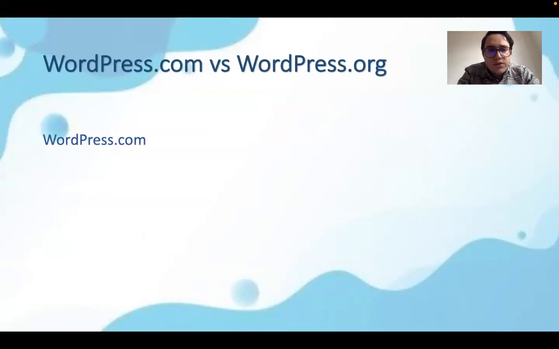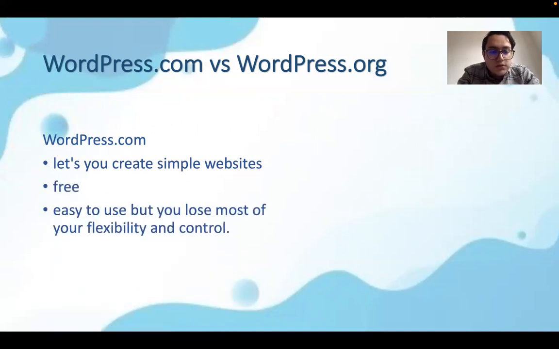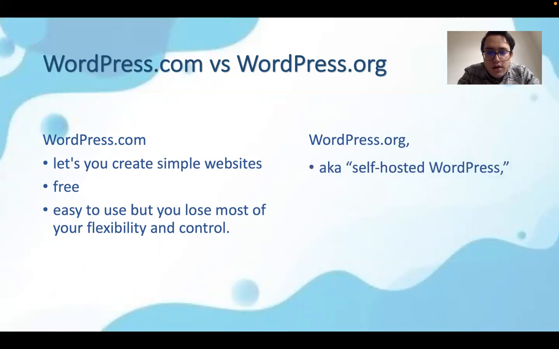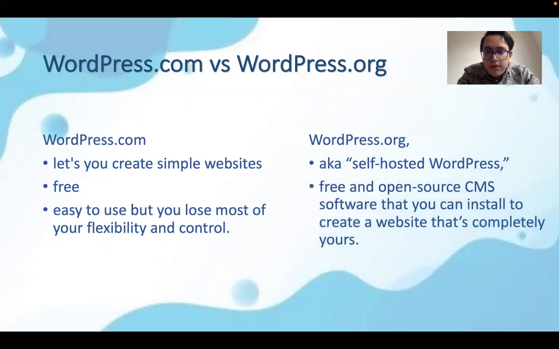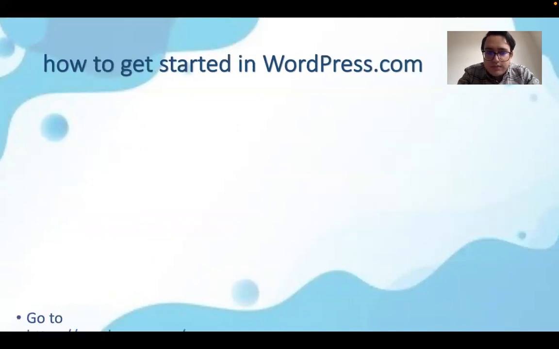So what is the difference between WordPress.com and WordPress.org? WordPress.com lets you create simple websites. It's free and easy to use, but you lose most of your flexibility and control. However, WordPress.org, aka self-hosted WordPress, is free and open source CMS software that you can install to create a website that's completely yours.